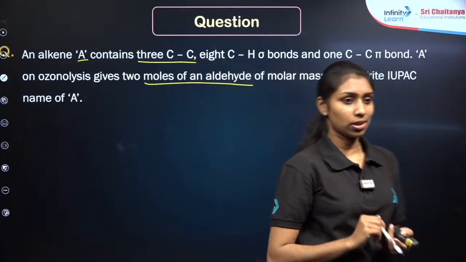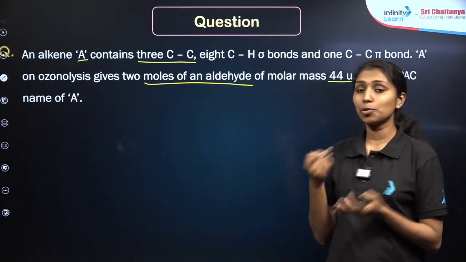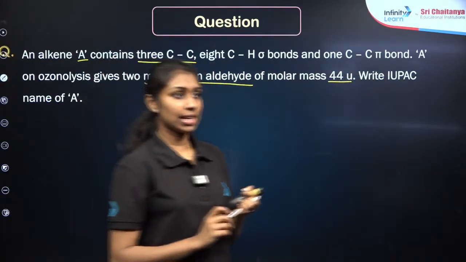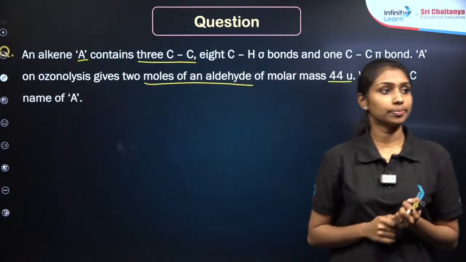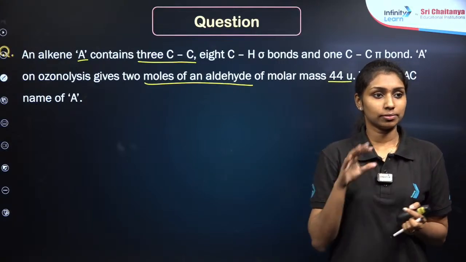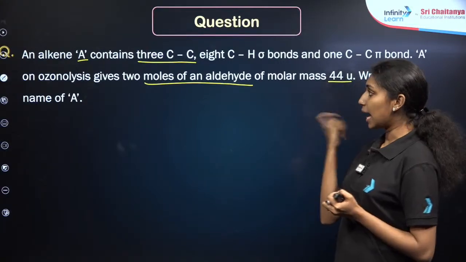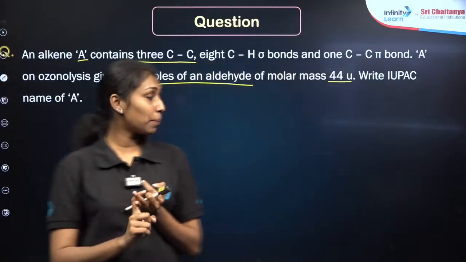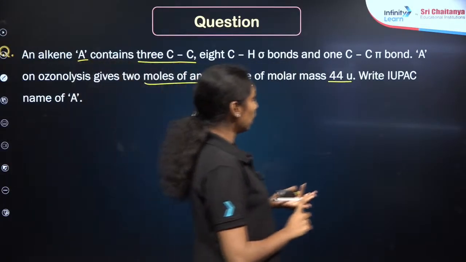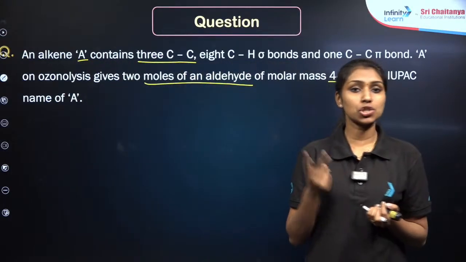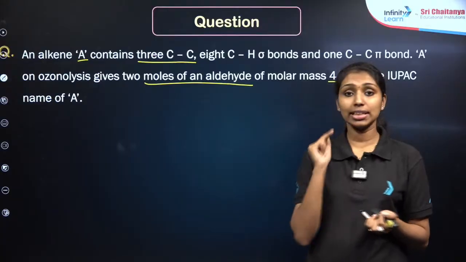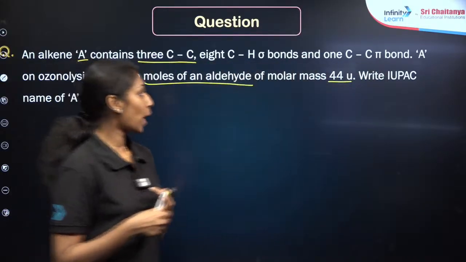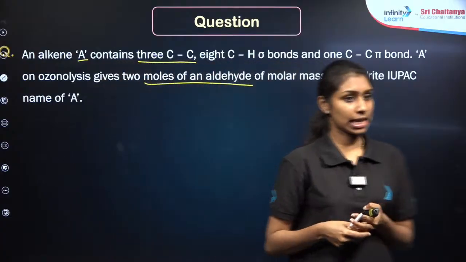The question is based on the ozonolysis concept. While reading the question, you may feel that it's very heavy or lengthy or difficult, but it is very easy. We are given an idea about the alkene molecule: how many sigma bonds are present, how many pi bonds are present, how many carbon atoms are present. Then on ozonolysis, it will produce 2 molecules of aldehyde having the molar mass of 44 units. First, you have to identify the alkene present here.